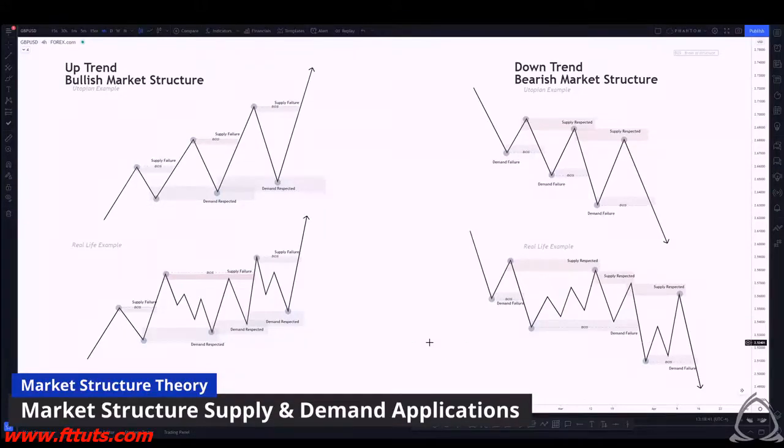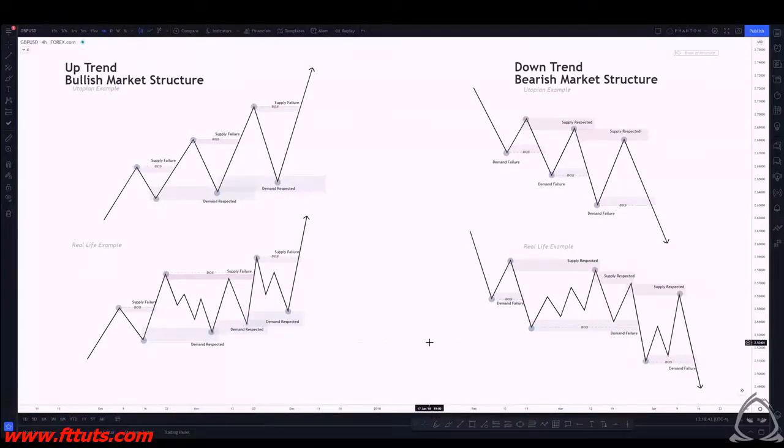Now let's take it one step further and combine market structure with supply and demand to understand how they interact with one another. Using the same examples from prior, we have, again, the utopian bullish trend example. We're creating higher highs, higher lows, higher highs, higher lows, higher highs, and higher lows.